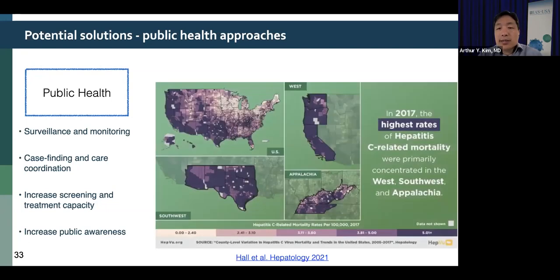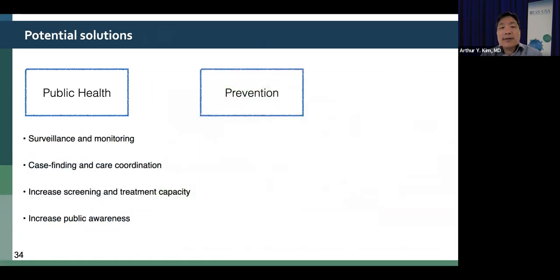and increasing public awareness. And so this is just one example of a study showing different rates of liver-related mortality that were higher in places such as Appalachia, et cetera. And so you can see this pocket compared to other neighboring areas. But there's still other areas with very high rates of liver-related mortality. Let's talk briefly about prevention.